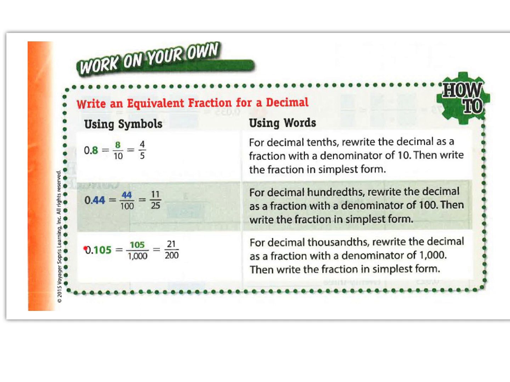And then this one is 0 and 105 thousandths. So 105 over 1,000. So for decimal thousandths, rewrite the decimal as the fraction with a denominator of 1,000, then write the fraction in simplest form. So then you would divide top and bottom to get 21 over 200. Divided by 5 on top and bottom, sorry.